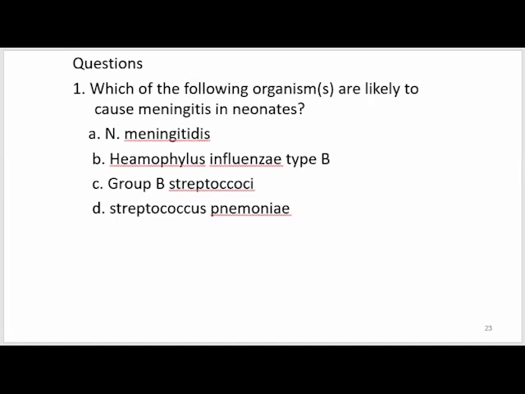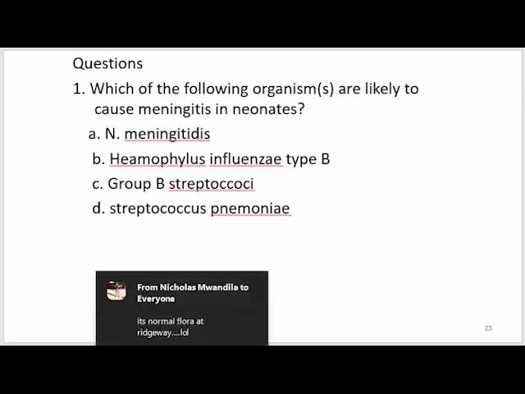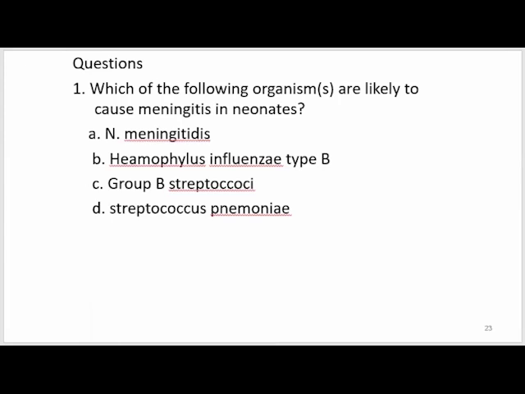Okay, quickly now, let's conclude. Which of the following organisms are likely to cause meningitis in neonates? A. Neisseria meningitidis. False. B. Haemophilus influenzae type B. False. C. Group B streptococci. True. D. Streptococcus pneumoniae. False. So only C.